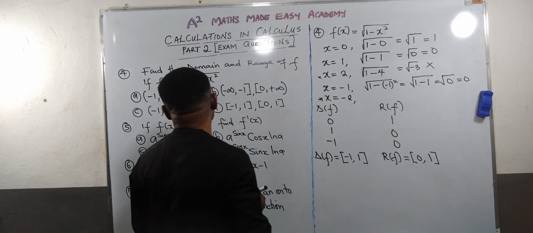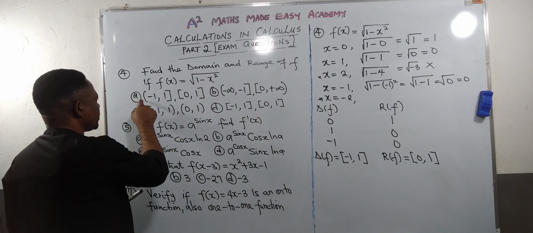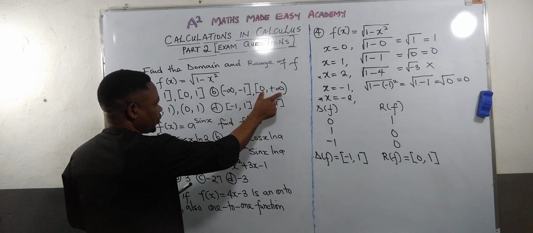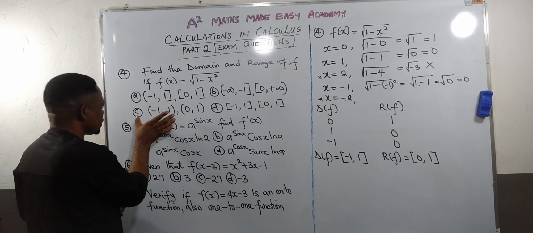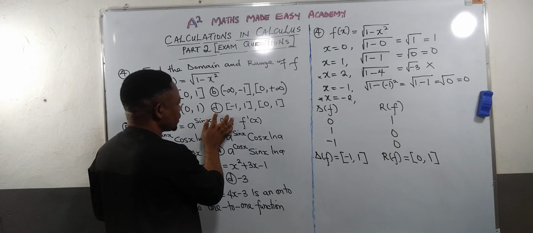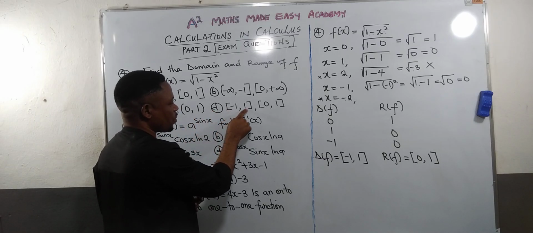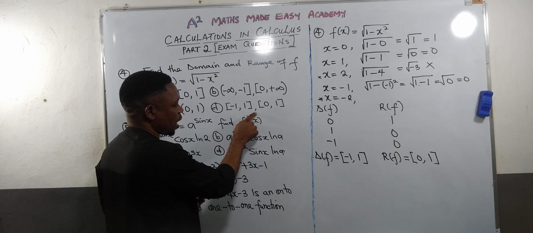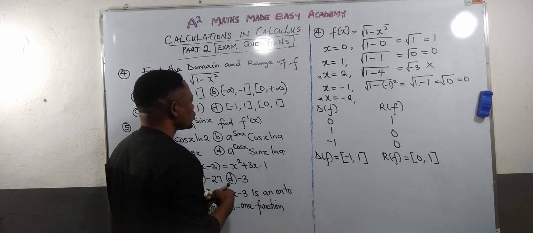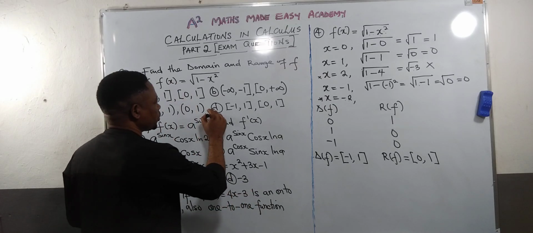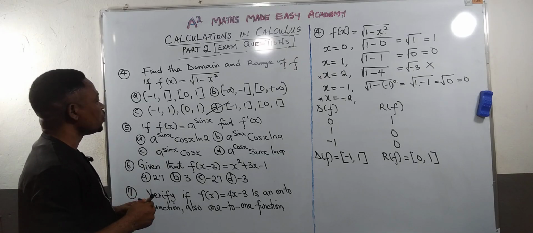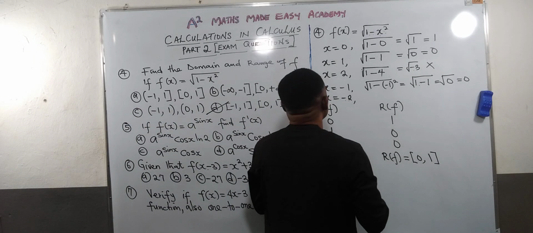Now let's check the options here. Option A says bracket minus 1. No. Option B says this is the domain and this is the range. No. Option C says block minus 1, comma 1 block, and the range is block 0, comma 1 block. So the correct answer in the options is option C. Do you understand? Now can we move to question number 5?